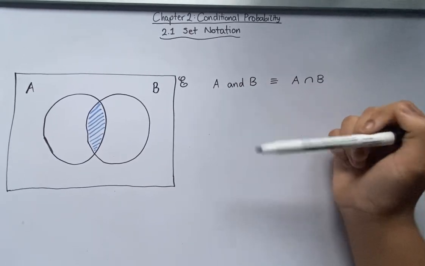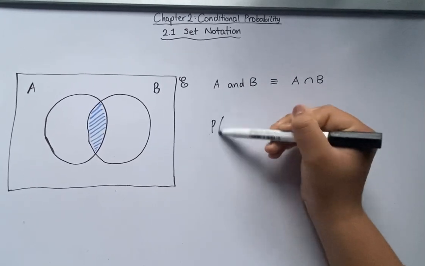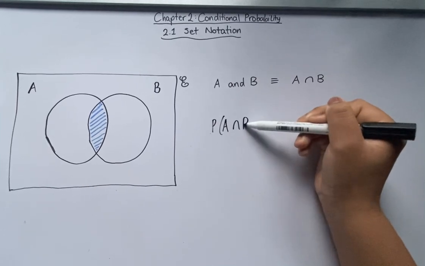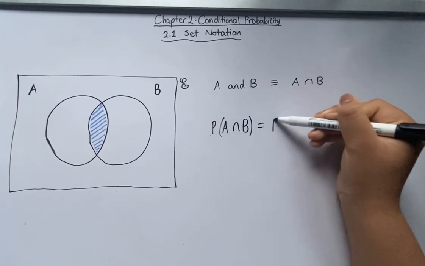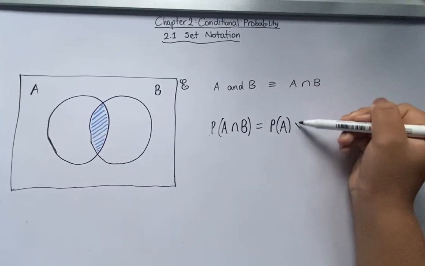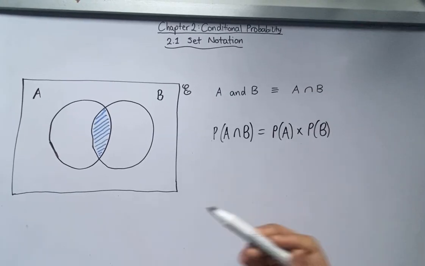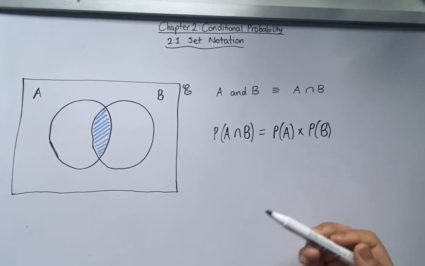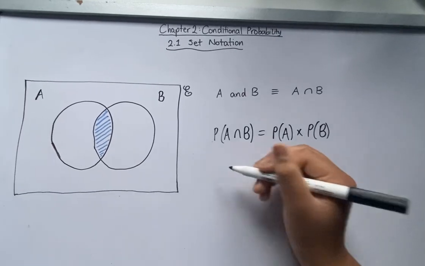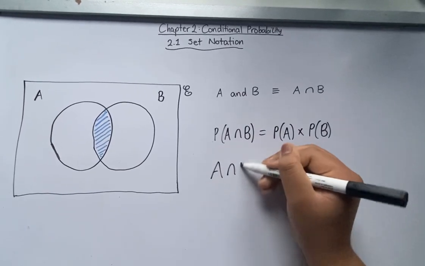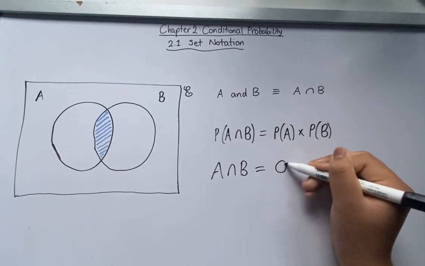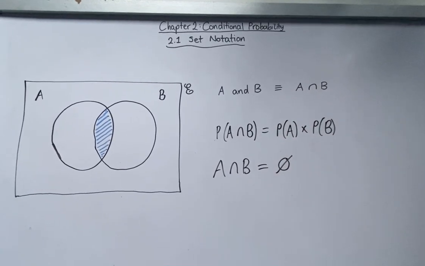If A and B are independent, then the probability that A intersects B will be equal to the probability of A multiplied by the probability of B. However, if A and B are mutually exclusive, i.e. they don't happen at the same time, then A intersecting B happens in the empty set. It doesn't happen at all.